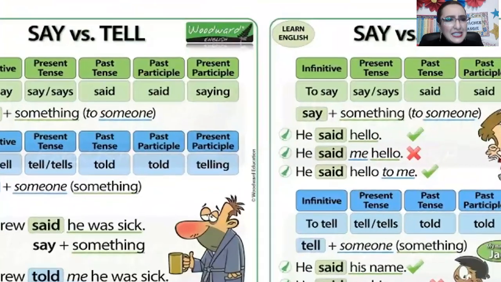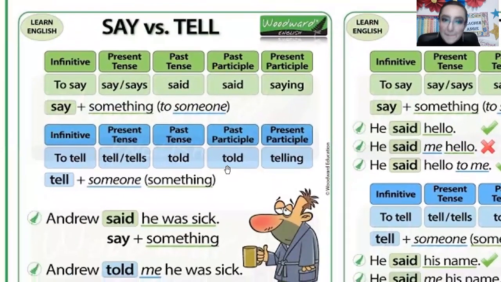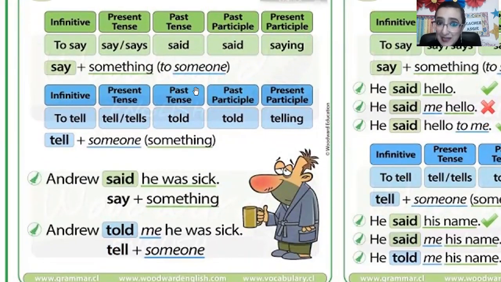Let's start with this, say and tell. Infinitive, present, past participle, and present participle, or continuous, okay? To say: say or says, said, saying. Say something to someone. That's a clue. Tell: present, past, participle, present participle, or continuous, or progressive. To tell, right? Tell or tells, told, telling. Tell someone something.